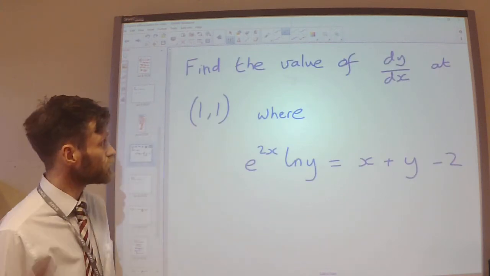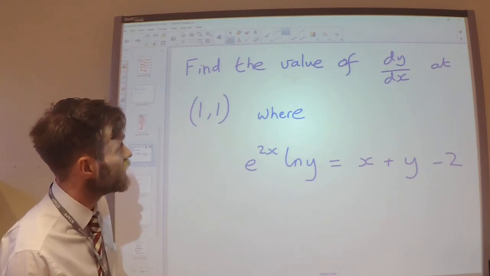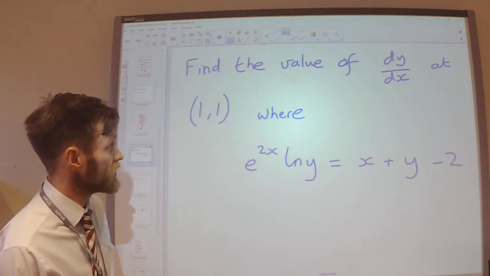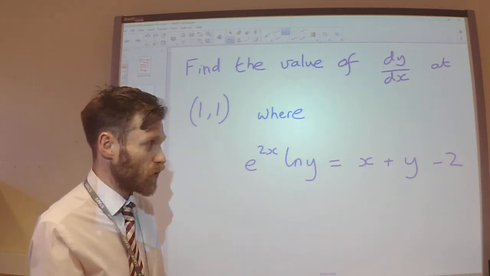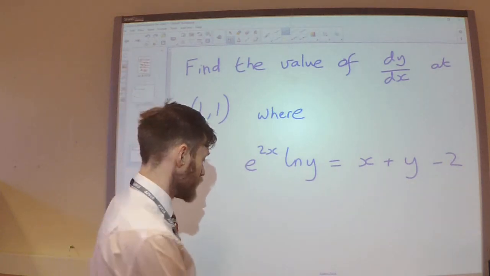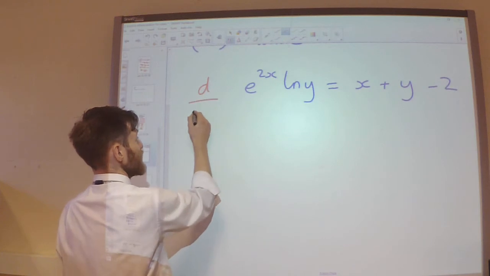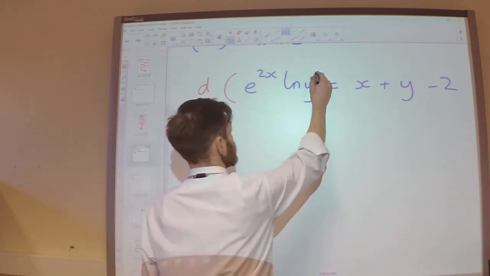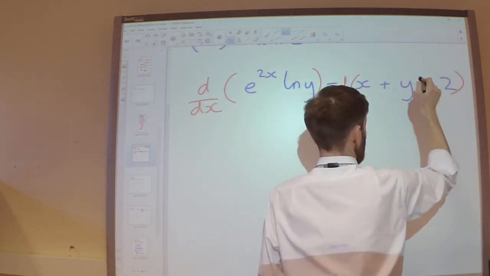Second example. In this example, we just want to find the value of dy by dx, again at the point 1, 1. It won't always be 1, 1, that's just the coincidence of the two examples I've picked to have a look at. So what we're going to do, just the same as before, we're going to differentiate both sides of this with respect to x.